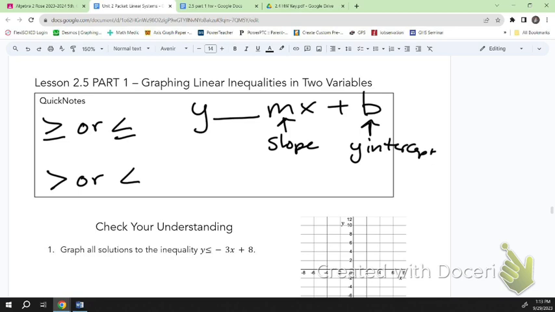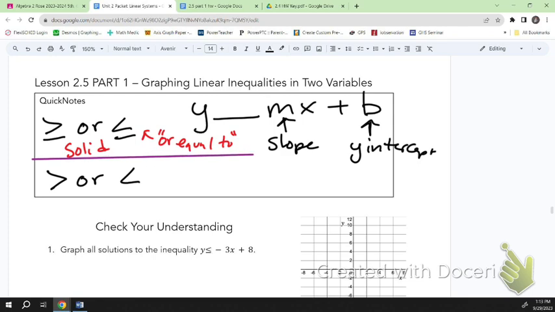Will we ever have equal to or not? We've done equal to. That's just y equals mx plus b. What's the line underneath? It means or equal to. And this means I'm going to have a solid line. So make a note that these have a solid line.